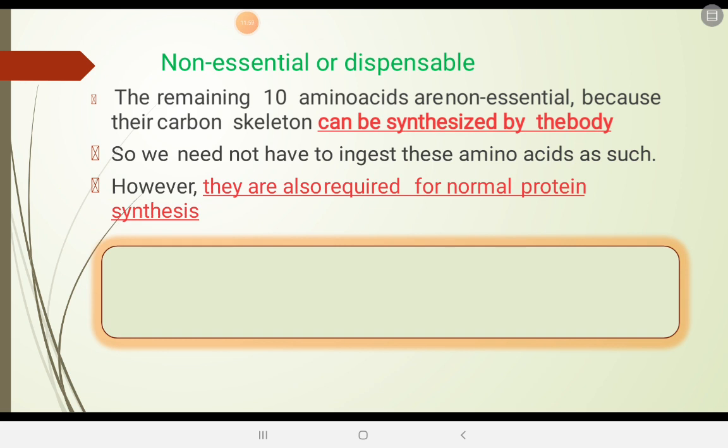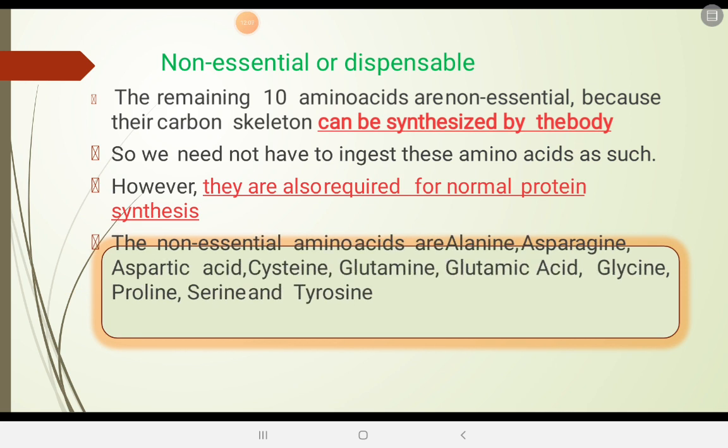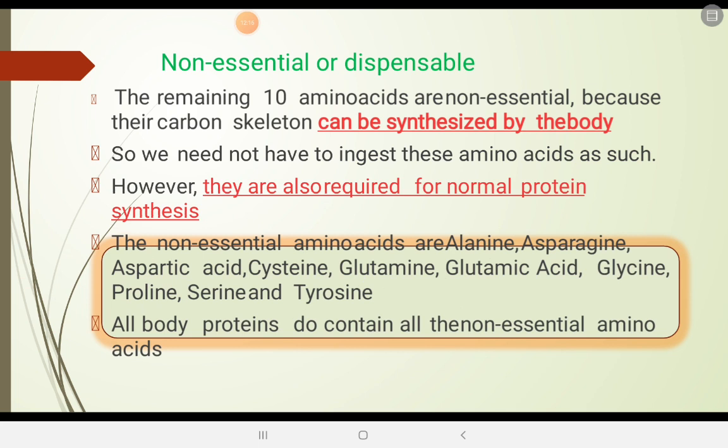They are required for normal protein synthesis. It is based on the nutrition requirement. Non-essential amino acids can be synthesized by the body. Examples are the remaining 10 amino acids. All body proteins do contain all the non-essential amino acids.